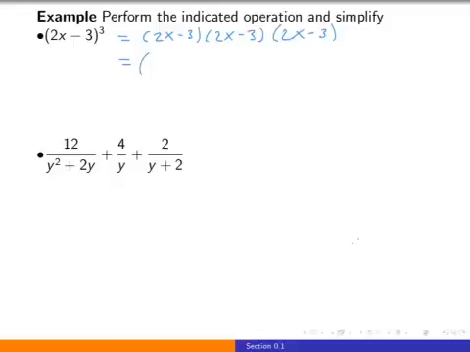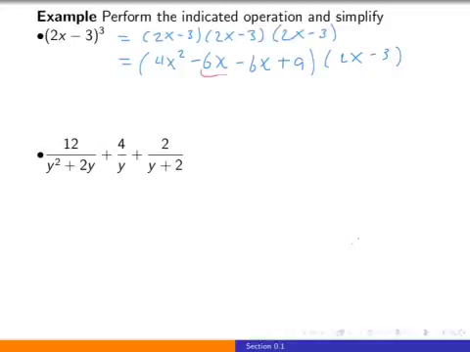So that first expression there would be 2x times 2x, which is 4x squared, minus 6x, and then again from the minus 3 times the 2x, we have another minus 6x, and then plus 9 from minus 3 times minus 3. And this is all multiplied by 2x minus 3.